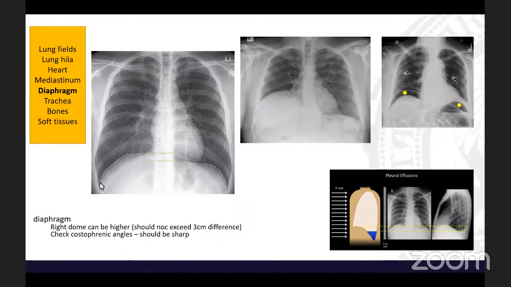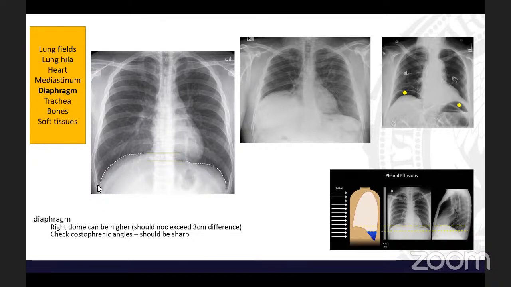And check costophrenic angles. So that's this part here. And be careful about that, because usually when students start with chest X-ray, they say, okay, the heart is not enlarged and the costophrenic angles are fine. They know the heart from anatomy, so they want to see it, and costophrenic angles are the only thing that have a different name that you should study and remember.